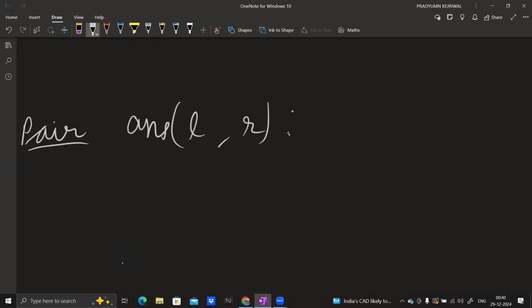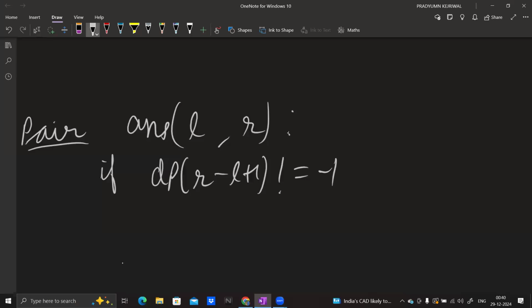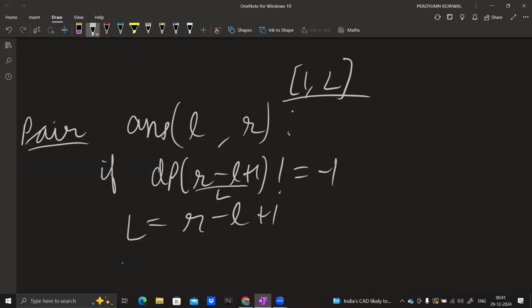First it checks if dp of R minus L plus 1 is not equal to minus 1. Basically, if I have already calculated for this length, then I'll just calculate using that answer. I have the answer for 1 comma length. Let's say I define L as R minus L plus 1. Then I can use the answer from 1 comma L, which is stored in dp of L, and I can find the answer for L comma R and return it.